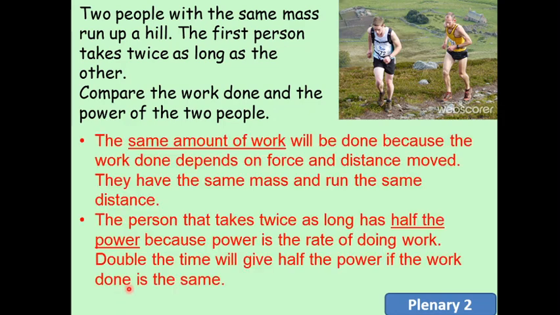So first of all, if we compare the work done, we've got the same force and distance because of the same mass, same weight, and they're going the same distance. So the amount of work done, the force times distance, will be the same, because if we times those two together, we'll get the same number. So they've got the same mass and they're going the same distance. In terms of the power, because one person was quicker than the other, the power's going to be different. So the person who is taking twice as long is only going to have half the power because they are doing it in double the amount of time.